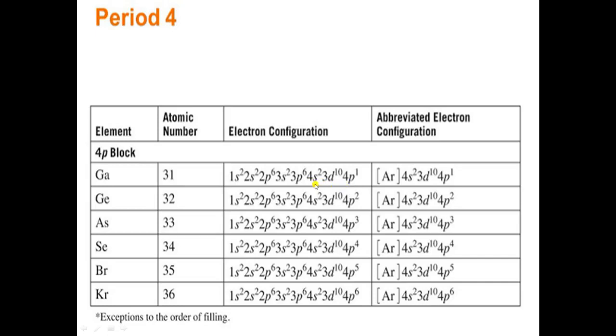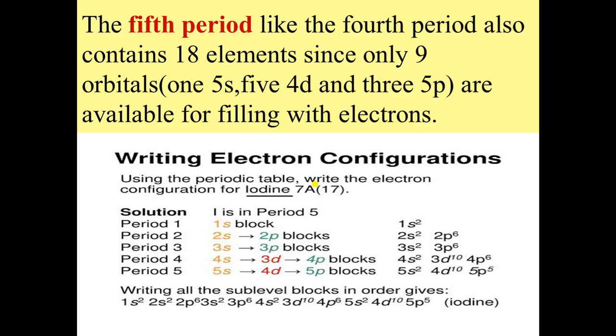So in total 9 orbitals are present in fourth period. 9 orbitals means 18 electrons. 18 electrons means total 18 elements can be present in period number 4. So in this way you can find out how many elements can be present in any period. Now next is fifth period. So in the fifth period total 18 elements can be present.